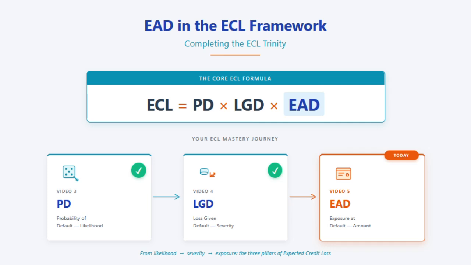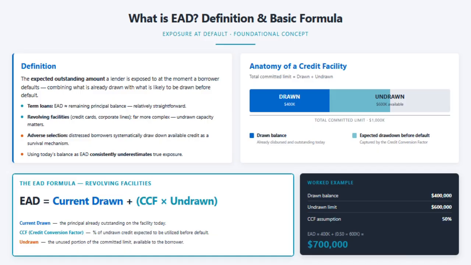So while this sounds simple, EAD is actually the most behaviorally complex component of ECL. But why? Because unlike PD, which is about the likelihood of default, EAD is about predicting the borrower behavior leading up to default, and this behavior varies dramatically by product type and economic conditions. So let's start with the fundamental question. What exactly is EAD? Exposure at default is the expected outstanding amount at the time a borrower defaults.